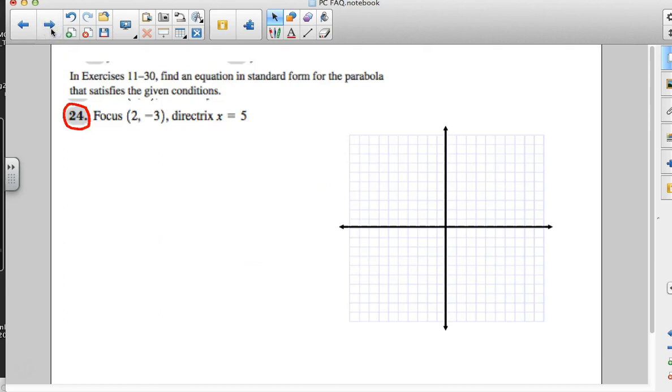All right, so we take a look at this first one. This one came from section 8.1, number 24. It says, find an equation in the standard form for the parabola that satisfies the given conditions. Best thing you can do for these is to make a sketch. It doesn't have to be a Cartesian coordinate plane. Any kind of sketch generally helps you out. So the focus of this parabola is at (2, -3). So there's our focus. And the directrix is the line x equals 5.